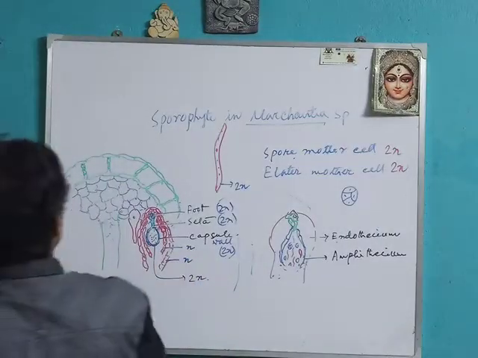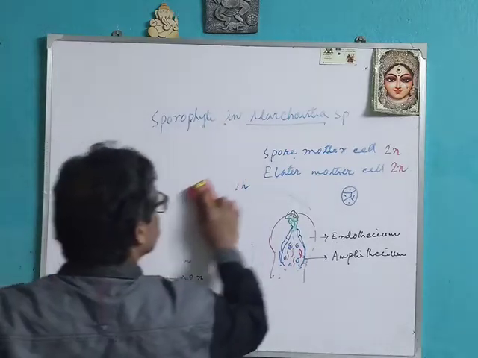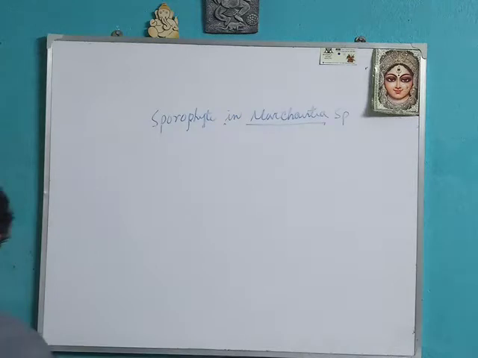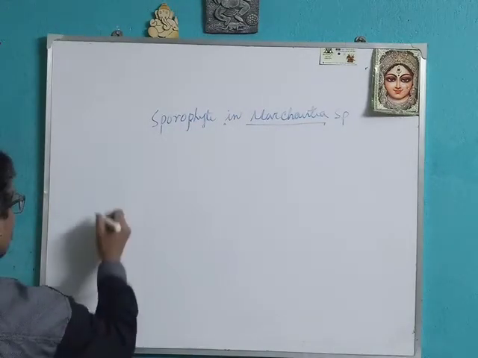Now let's see what happens in alternation of generation. Suppose a gametophytic plant body.